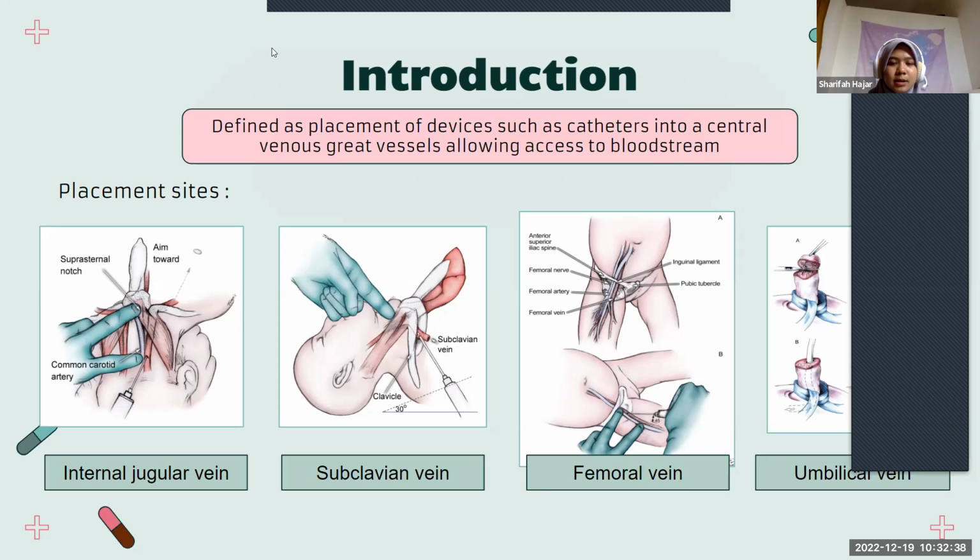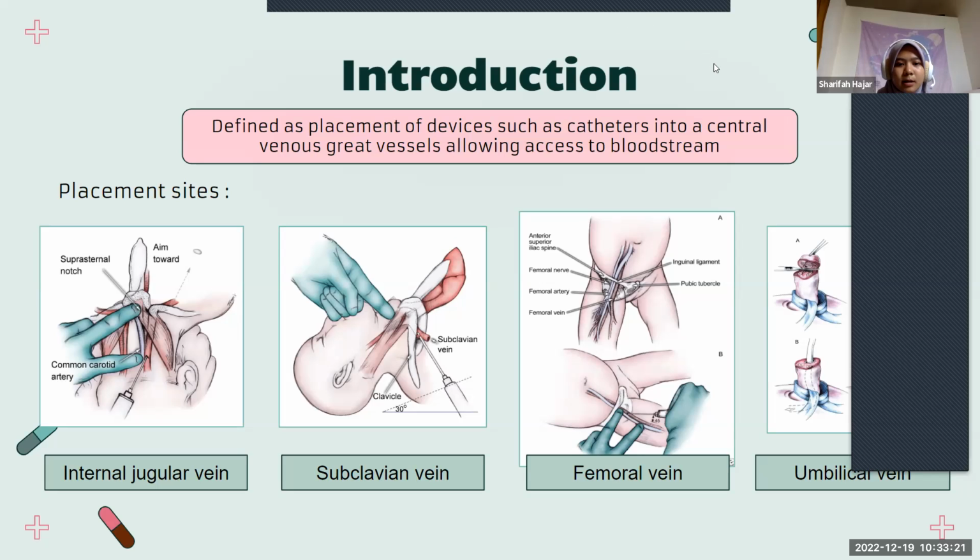Okay, so as you can see in the picture, there are some placement sites for the central venous line. The most common insertion sites are the femoral vein, internal jugular vein, subclavian vein, and also umbilical vein. In an emergency situation, the femoral vein is most frequently used because it is relatively easy to access and it is distant from the major site for resuscitation. However, it is less desirable outside the emergency setting because it is not suitable for long-term access in a mobile patient.